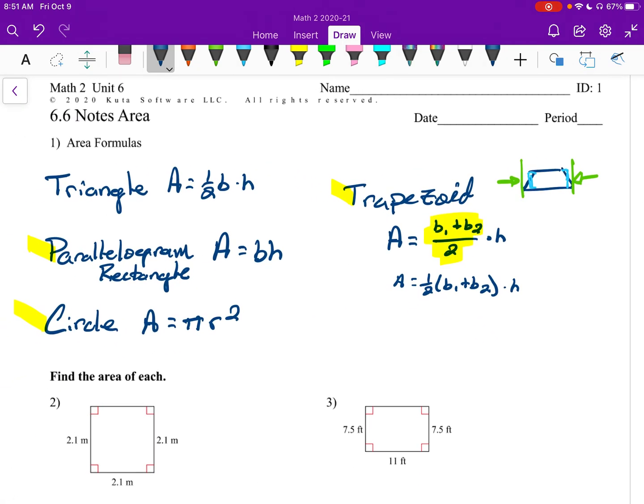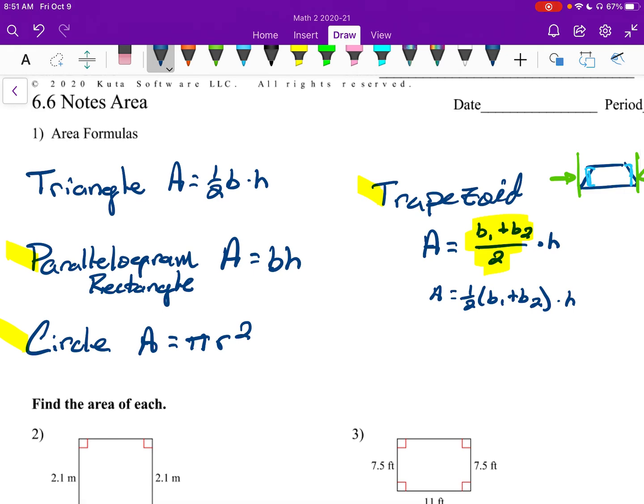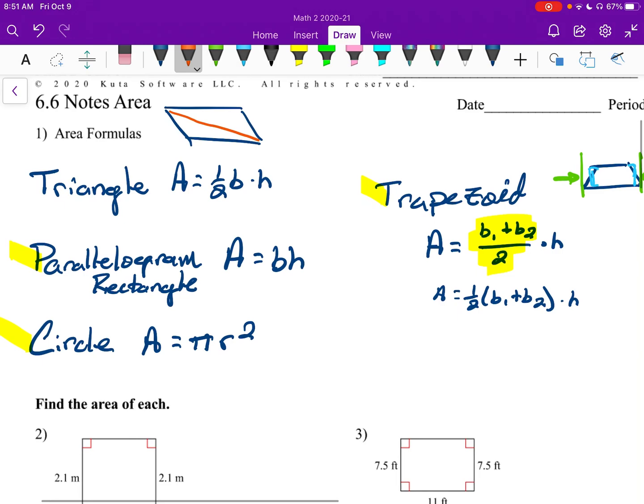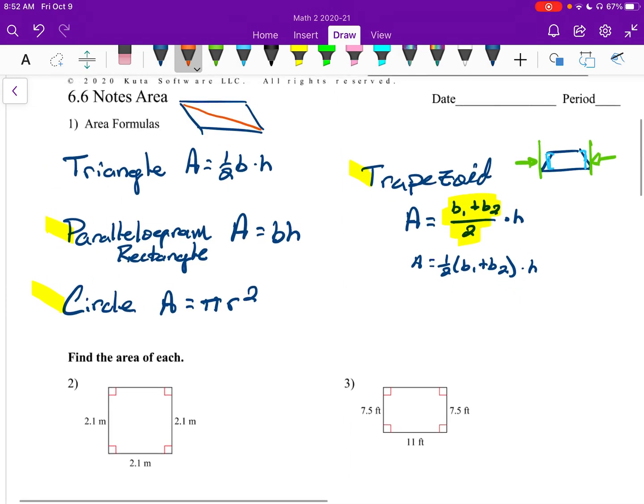Triangles are the same way. If you take any parallelogram, so we'll take one that looks like this, and you cut it in half, you get a triangle. So that's the way that I think about this. It's 1/2 the rectangle formula, or 1/2 the parallelogram formula, 1/2 base times height. So that's kind of how it helps me remember it.